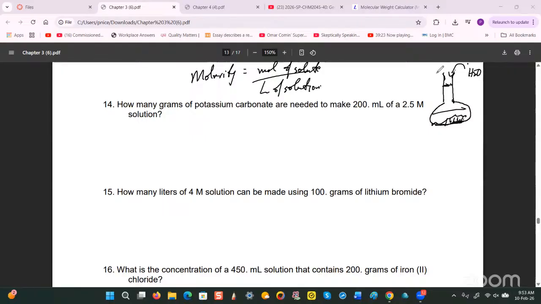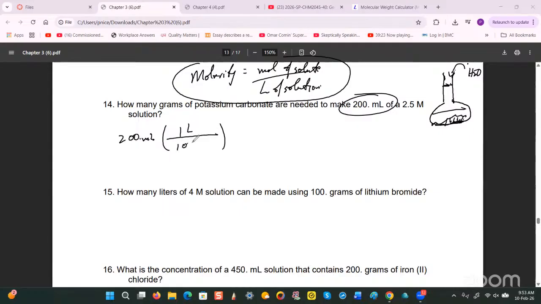All right. So with that said, let's look at question number 14, which says, how many grams of potassium carbonate are needed to make 200 mL of a 2.5 M solution, right? So this is the equation that we're going to use. The first thing we need to do is find the moles of the solute. So you get the moles of the solute by multiplying the volume of the solution by the molarity, right? But the volume has to be expressed in liters. Here they gave us the volume in milliliters, right? So what I would do first is convert that to liters. So I'll multiply by 1 liter over 1,000 mL, all right? So that this will go with that. And then the next step is that I multiply by the molarity.